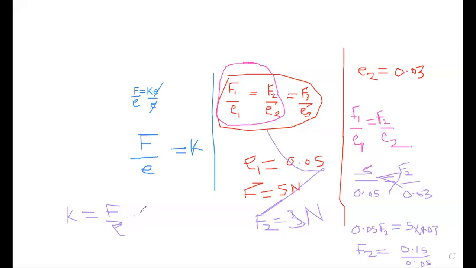So if I use 0.3 and 3, my F is 3, my E extension is 0.03. So I'll be finding my K, the constant, as, I think it will be 100 if I've calculated well. 100, and its units are newtons because I'm getting force. Then per meter because I'm dividing by extension, which is in meters. So my K is 100 newtons per meter.